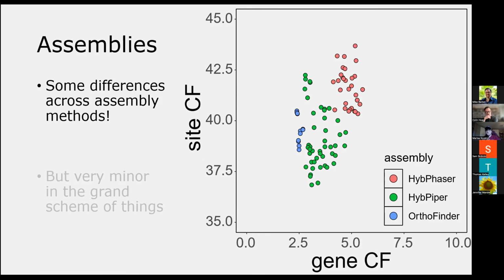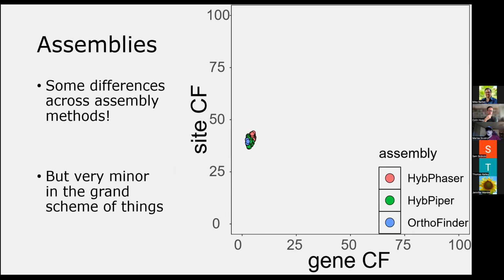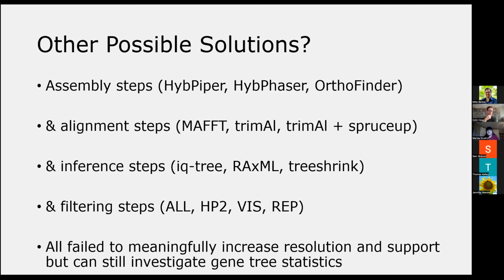If we average the concordance factor values for all of the different assembly methods, tree inference methods, alignment methods, and whatnot, we do see that HybPhaser, the red dots, do have slightly higher values than things like HybPiper in green, or especially OrthoFinder in blue. But if we zoom out to the full range of this chart, we see the gains that you get from changing inference method, alignment method, or assembly method are really small in the grand scheme of things. This was a little bit unexpected at first, and so we wanted to investigate what other factors might be used to increase resolution or filter out paralogous loci.